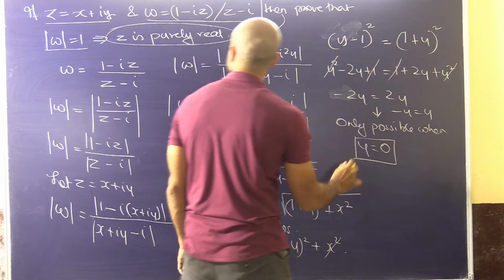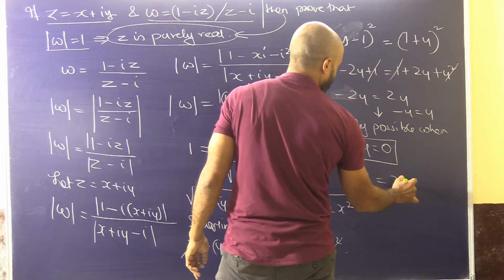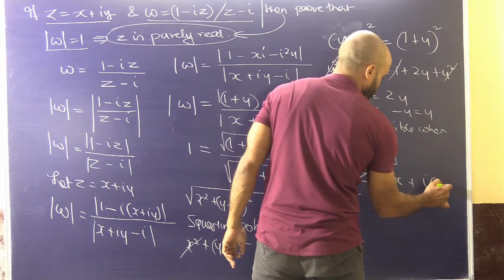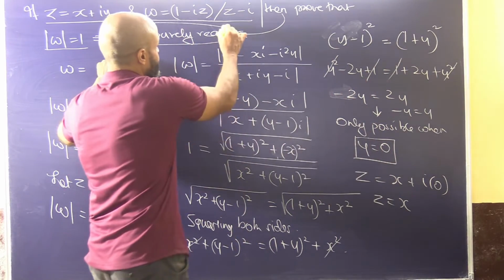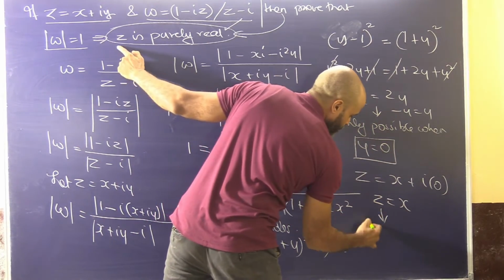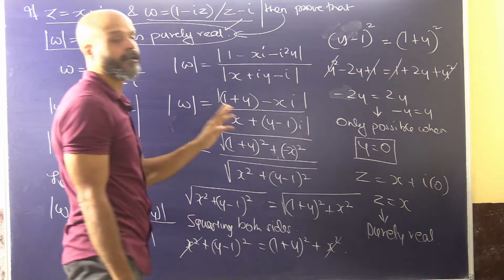0. So if y is equal to 0, then obviously z will be equal to only x plus i into 0, which is basically x. So z is equal to x. So this is purely real. This is a pure real number.